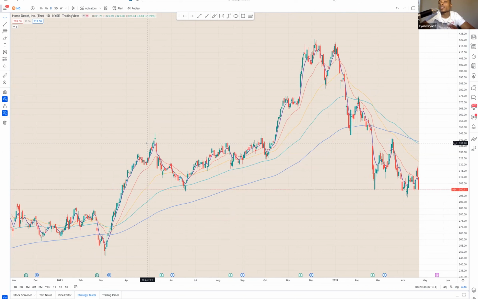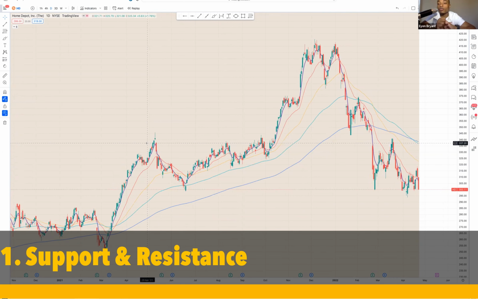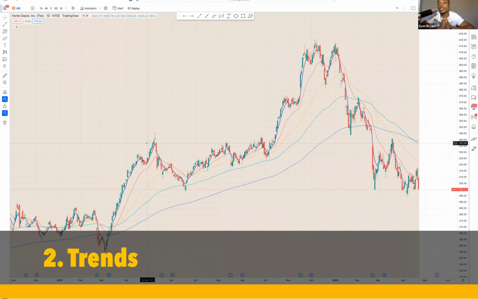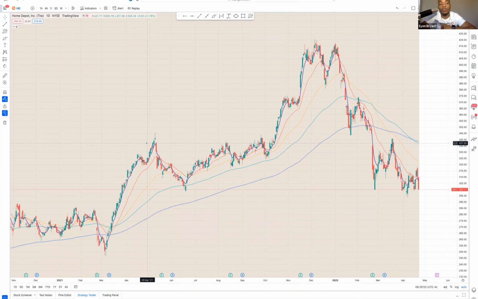First things first, number one, I'm going to go over support and resistance. Then I'm going to go over some trends. And then I'm going to go over some mindset tools that can help you with why support is support and why resistance is resistance. So not just telling you, oh, this is resistance, this is support. I'm going to tell you why it is, and how to actively identify these for your trades. So let's go ahead and get into it.